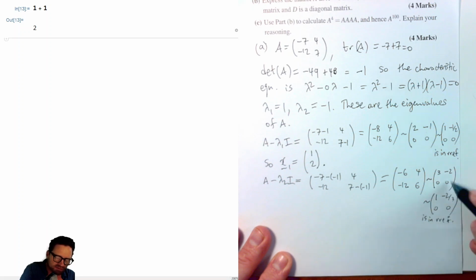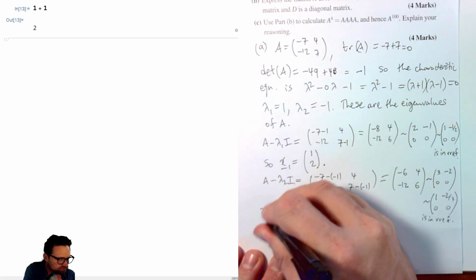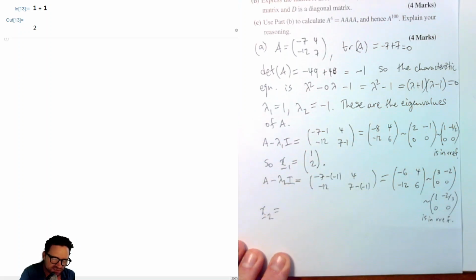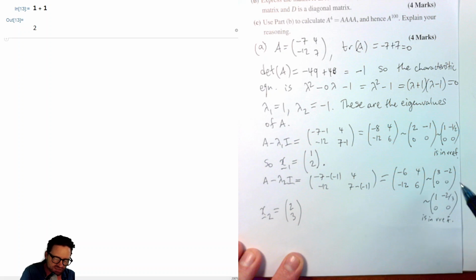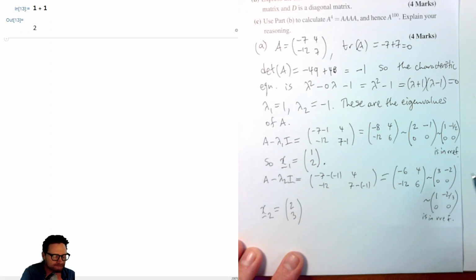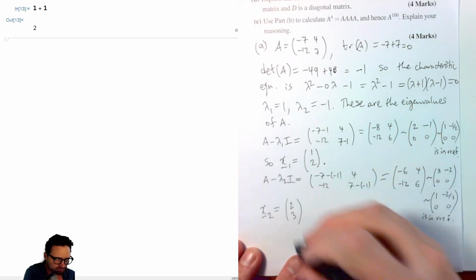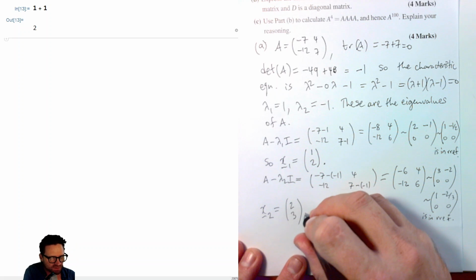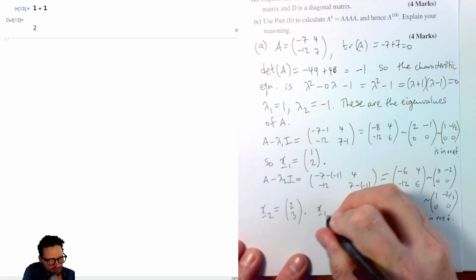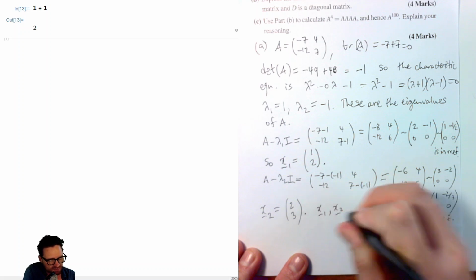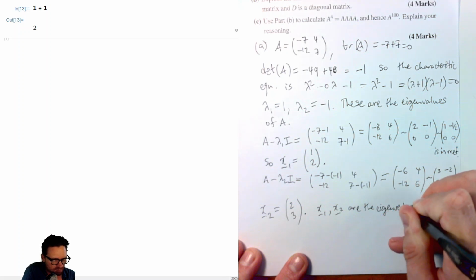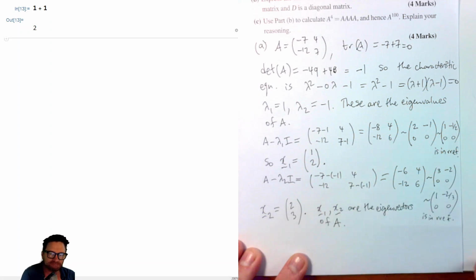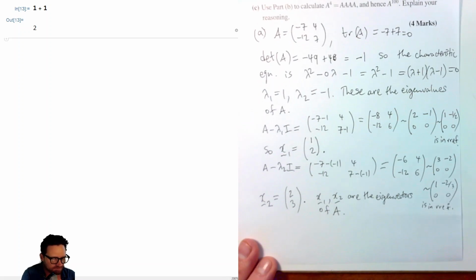Okay, so I'm going to look at this matrix and write down x2, our second eigenvector, which is (2, 3). So what I'm doing is writing the second one first and the first one second and putting a minus sign on the minus 2. Okay, great. So we are finished with part A. So x1 and x2 are the eigenvectors of A.